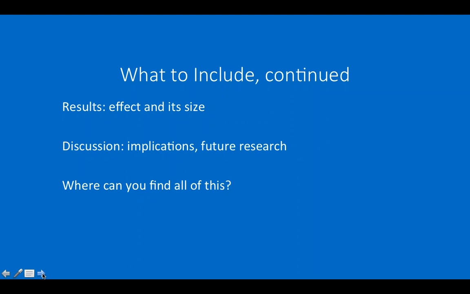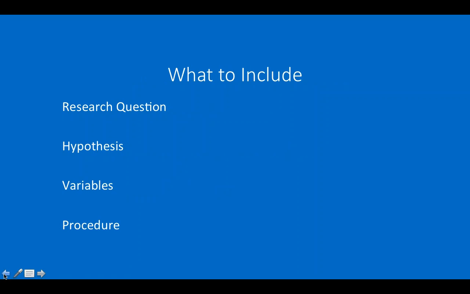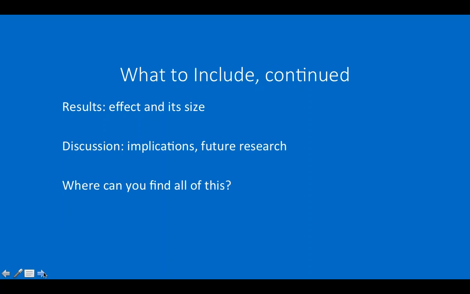So like I was mentioning, all the information that I've talked about so far, the research question and the hypothesis, usually are going to be related to each other. We may have one or both of those presented. The variables, the procedure, the results, the discussion. We can read through all the different areas of a research study.